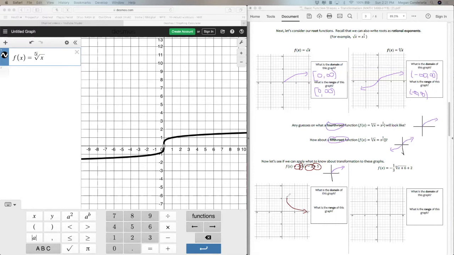So our domain is the x values. Well, this starts taking on x values here at 2 and continues to take on x values forever. So that'll be 2 to infinity. I'm going to include 2 and not include infinity.